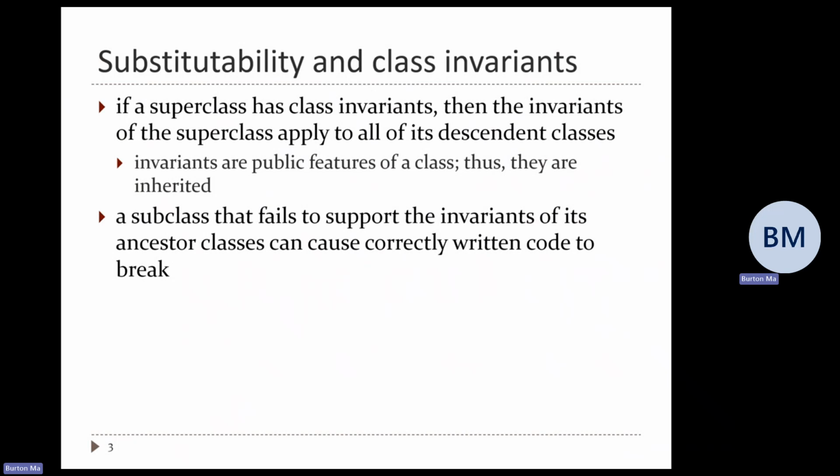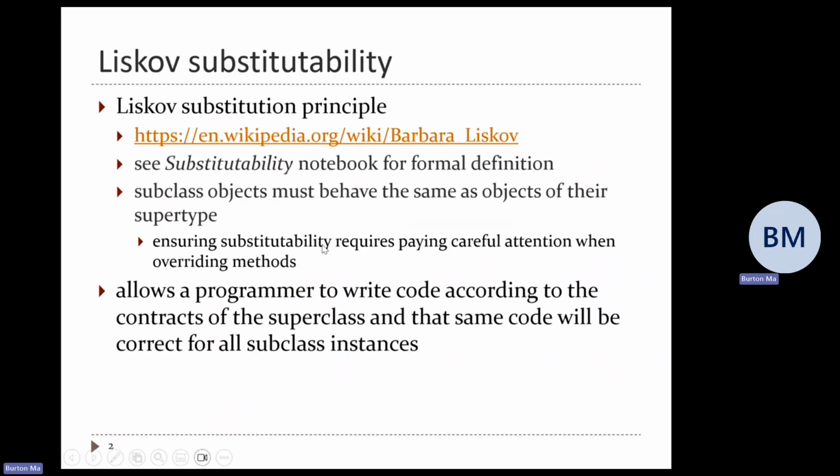Okay, so what do you have to pay attention to? Remember, way back in week 3 or 4, I told you about class invariants. We told you about method preconditions and postconditions. These all now interact when you are implementing inheritance. If your superclass has a class invariant, then that invariant applies to all of its descendant classes, because your subclasses must behave the same as objects of their supertype. The superclass has a class invariant, and your subclass gets a compatible invariant.